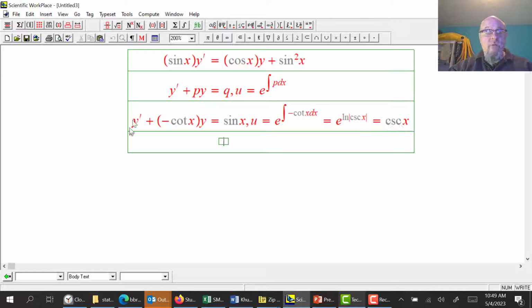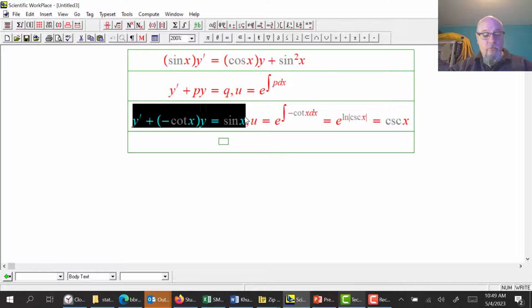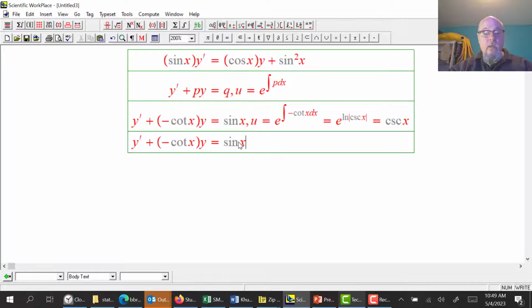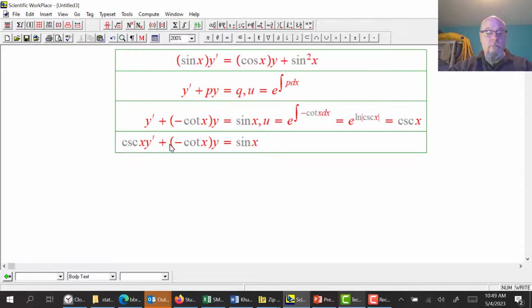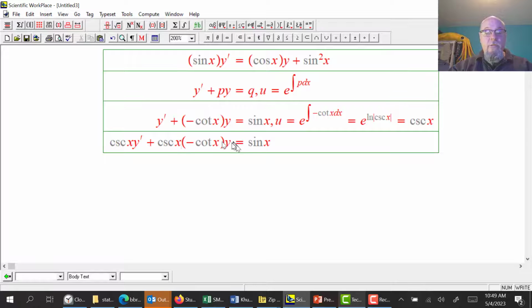So I've got my y prime plus py equals q. I want to multiply everything by cosecant, all three sides. So cosecant, cosecant, cosecant. So I'm not simplifying yet, I'm just multiplying through.